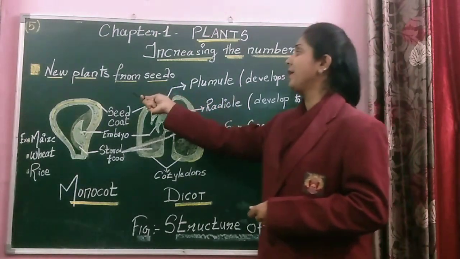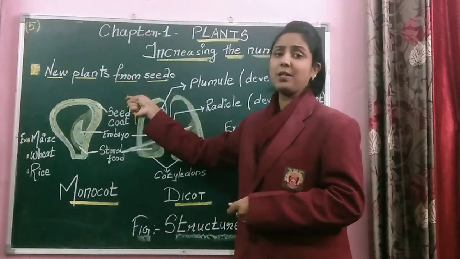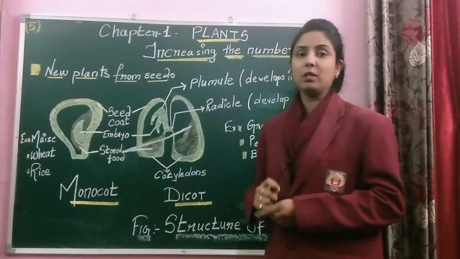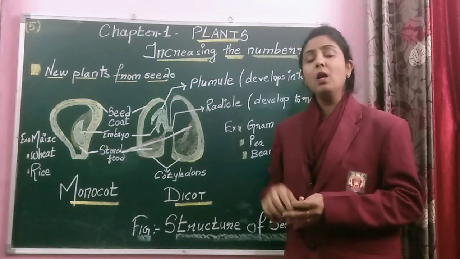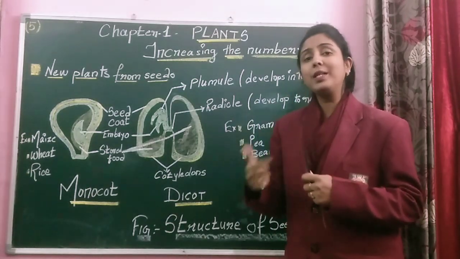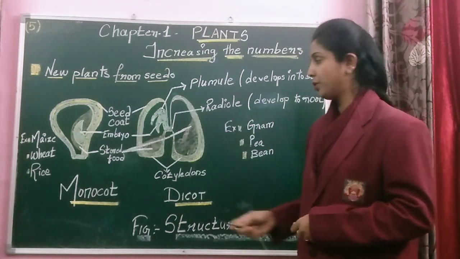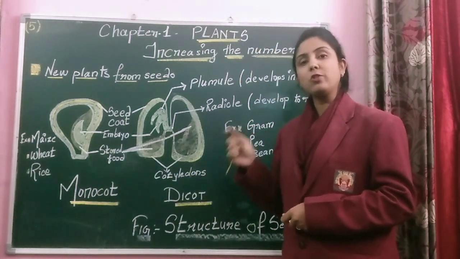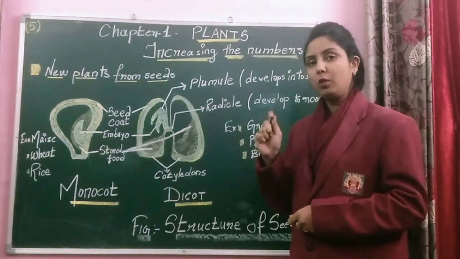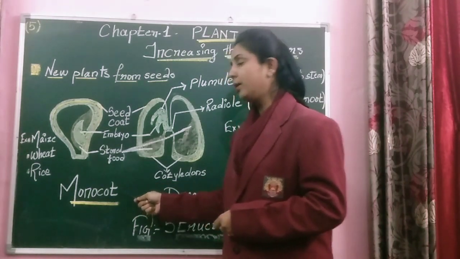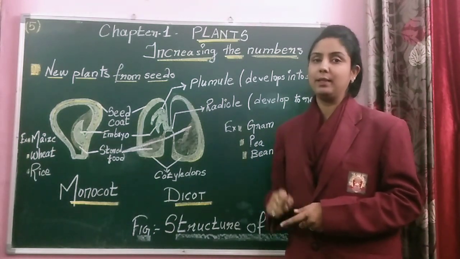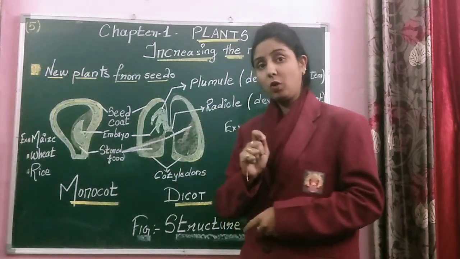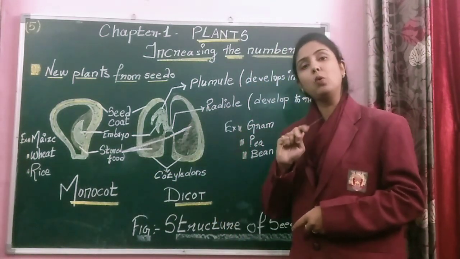Now, what are the different ways? Number one, the new plants from seeds. How the plants arise from the seeds. Before understanding this topic, one should know what the different types of seeds are. There are two types of seeds: one is monocot and the next is dicot. Mono means single and di means double. Cot here represents cotyledons, and cotyledons means seed leaves. So monocot means one cotyledon and dicot means two cotyledons.